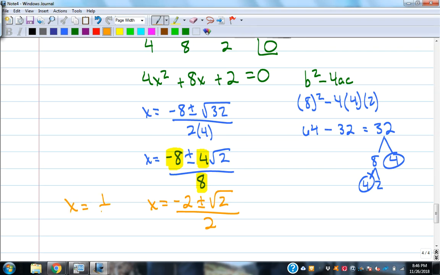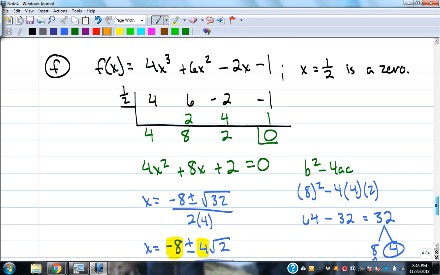And I've got the 1/2 that we started out with. That's 1/2 is one answer. -2 plus radical 2 over 2 is the second answer. -2 minus radical 2 over 2 is the third answer. The highest exponent in the original problem was 3. We should have found 3 answers. We should always find the same number as the highest exponent. The 1/2 that they told us about up there at the beginning.